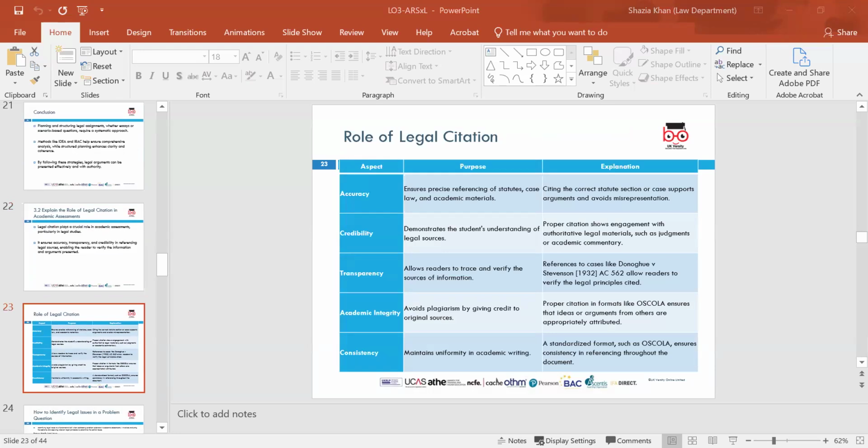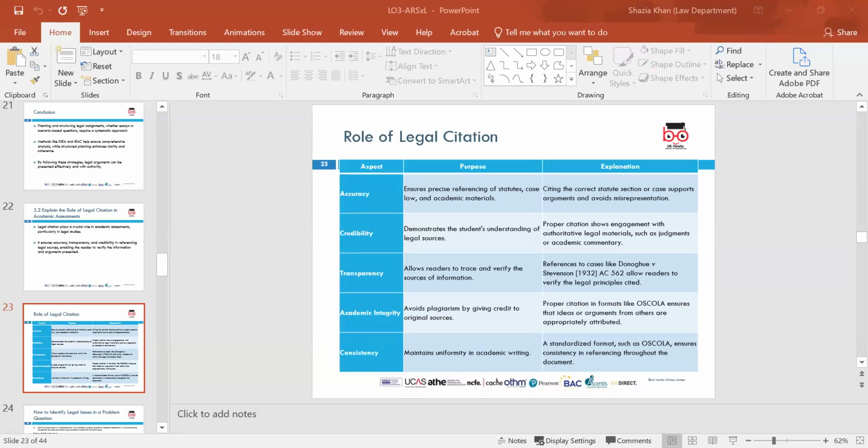A legal citation acts as a reference to specific legal authority, like a court, statute or regulation, allowing readers to easily locate and verify sources of information used in a legal argument, ensuring credibility and accuracy while writing and upholding professional ethics. So the first one is accuracy.